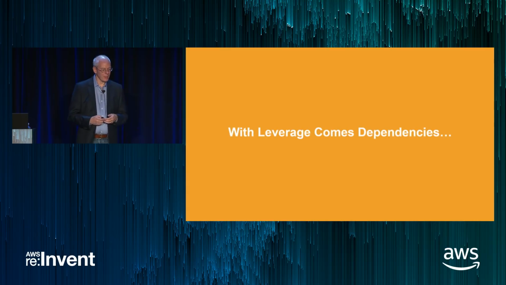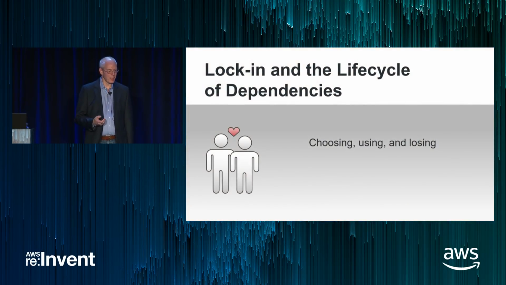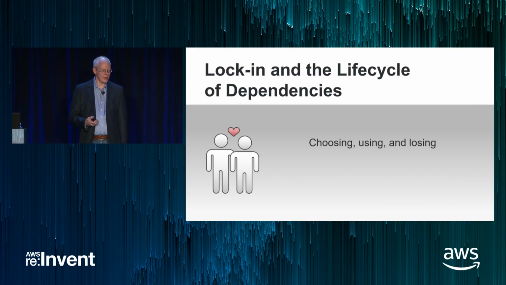But then, when you start leveraging all these capabilities, you're building in dependencies. So I'm going to talk a bit about what I call lock-in and the life cycle of dependencies. I break this into choosing, using, and losing. I'm going to use a relationship analogy here, and I'd like to apologize to anyone in the audience who is going through a bad relationship at the moment. I don't want to push any buttons, but hopefully your enterprise sales reps haven't been around recently.